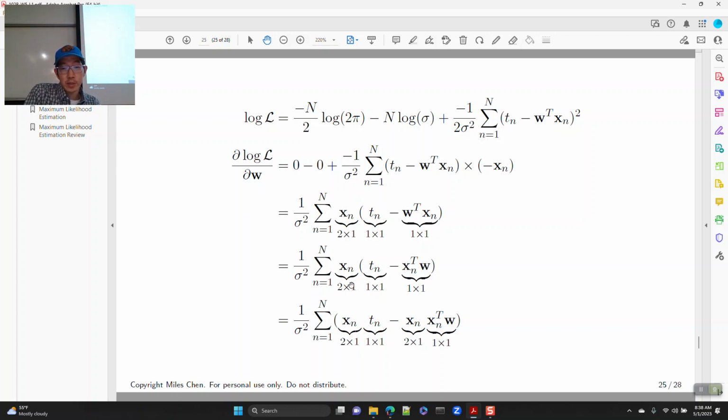Okay, so I'm going to transpose this term. w transpose xn is a single value, so I can transpose it and I get xn transpose w. And then I'm going to distribute the x sub n here. So I've got x sub n times t sub n minus x sub n times xn transpose times w.